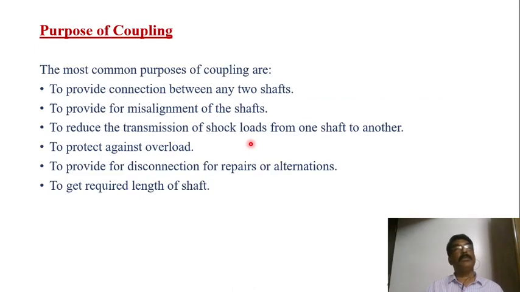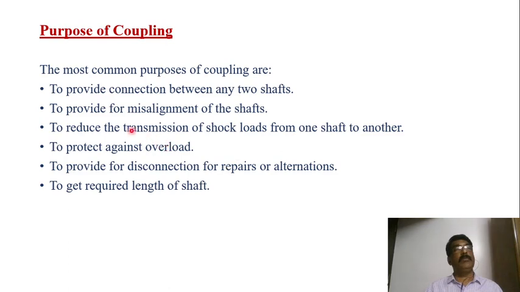Now, coming to the purpose of the coupling, the most common purposes of the coupling are, first, to provide connection between any two shafts. So we know that couplings are used to connect two shafts so that the power is transmitted from one shaft to another. For example, the motor shaft may be connected to the pump shaft by means of a coupling in order to transmit the power from motor to pump.